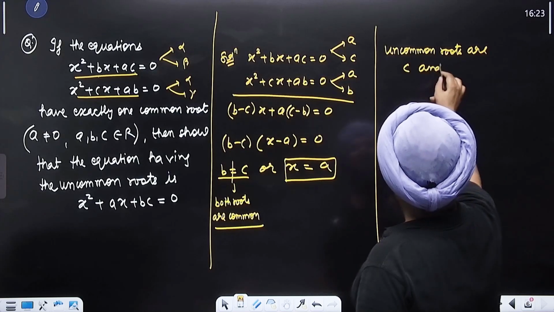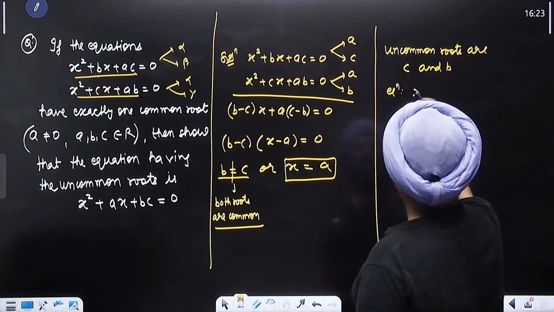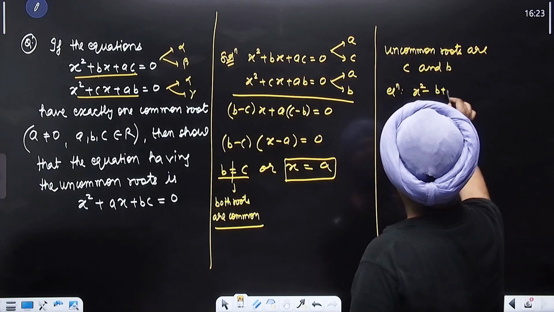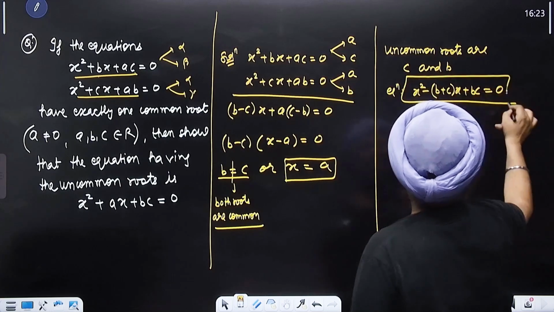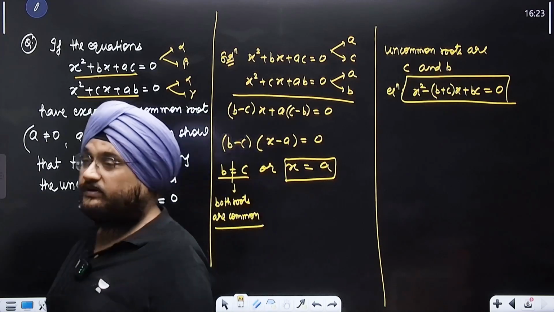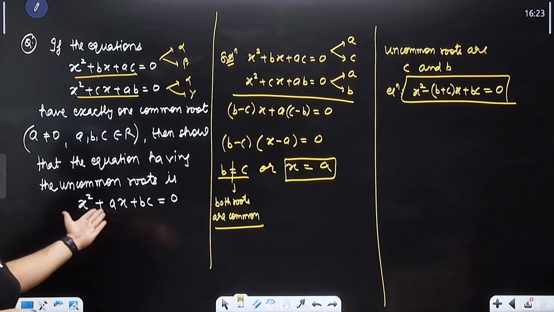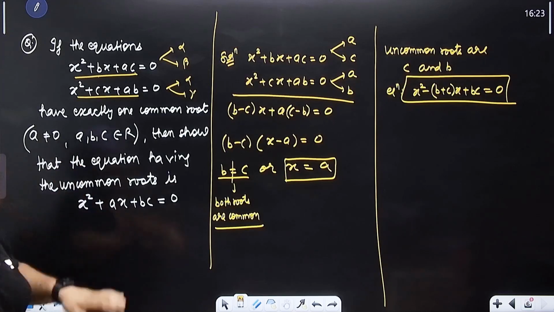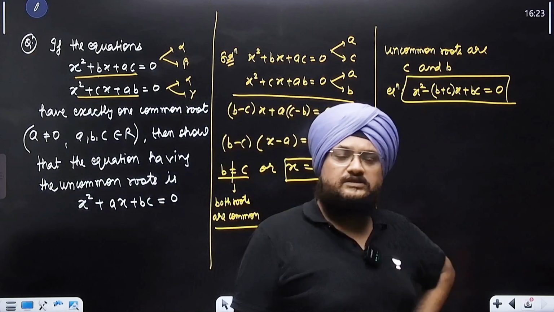c and b. The equation having roots c and b is x square minus sum of the roots into x plus product of roots equal to 0. This is the equation having the uncommon roots b and c. But we had to prove the equation is x square plus ax plus bc, and we have found that the equation is x square minus (b plus c)x plus bc.